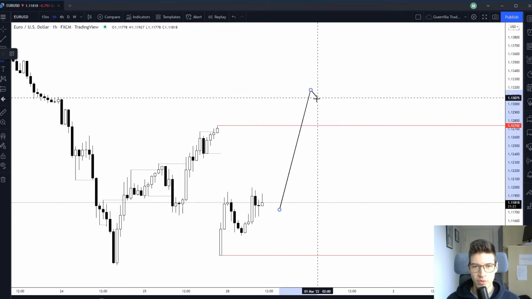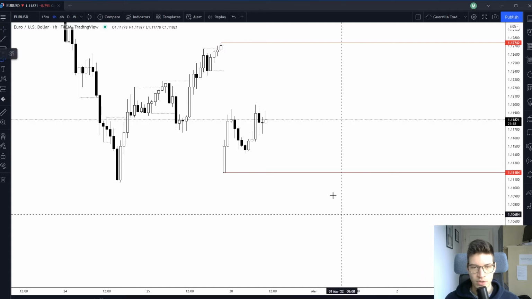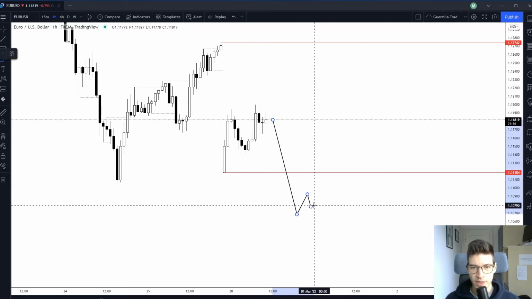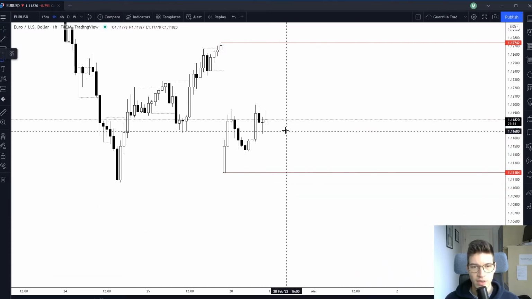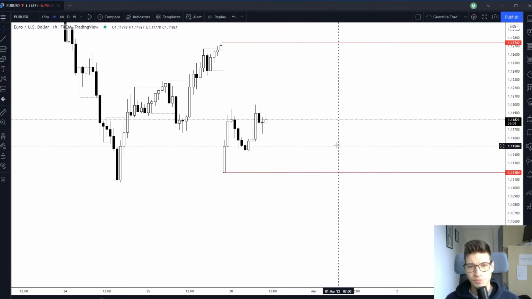Also I would like to see a push, pullback, another push, break and retest. That would signal to us a trend. Same thing down, so push, pullback, another push, break and retest trade.